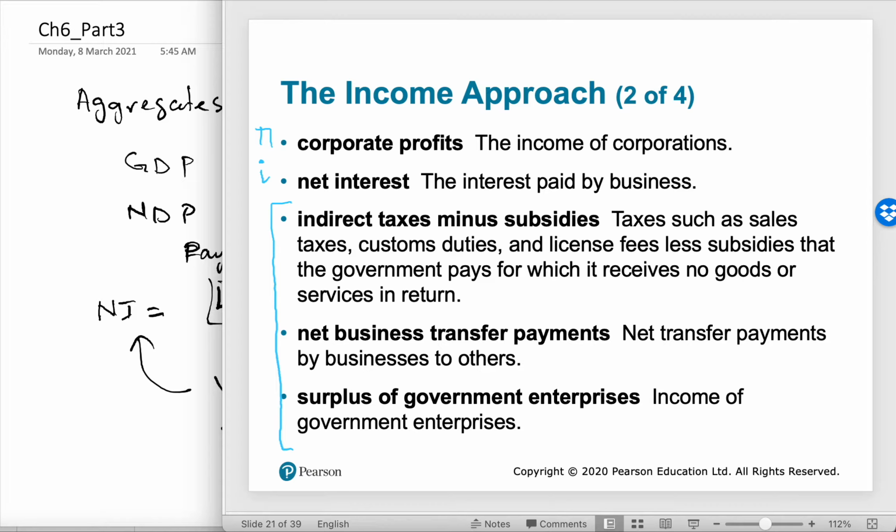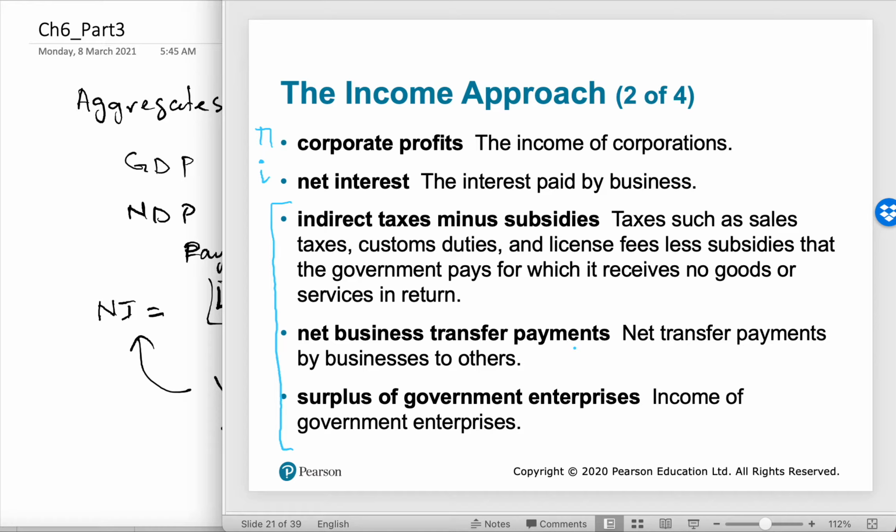Indirect tax: whatever you buy from the market, the government had nothing to do with that, but for every transaction in which a commodity is being sold, they take a portion of that, a top-up, the indirect tax on goods. So the net amount, indirect tax minus indirect subsidies, if there are some subsidies for goods and services, together is a part which appears in the income approach. Another thing is net business transfer payments.